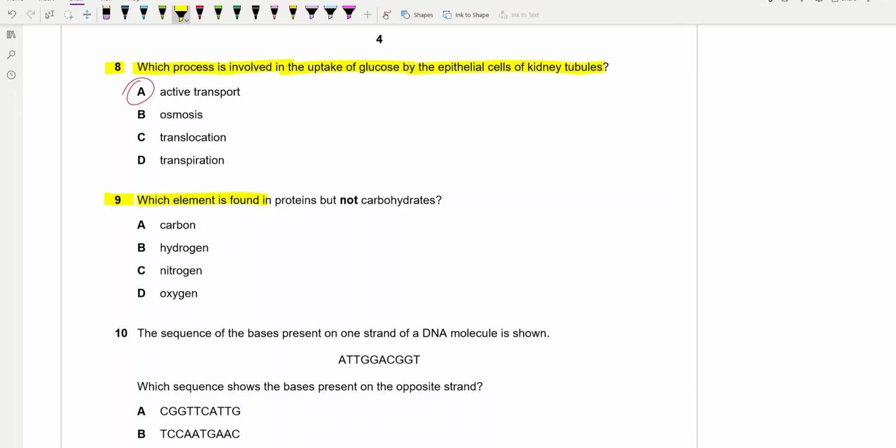Question number 9. Which element is found in proteins but not in carbohydrates? So the elements in carbohydrates are hydrogen, carbon and oxygen. The elements in protein are nitrogen, hydrogen, carbon and oxygen. So the correct option would be option C, nitrogen.